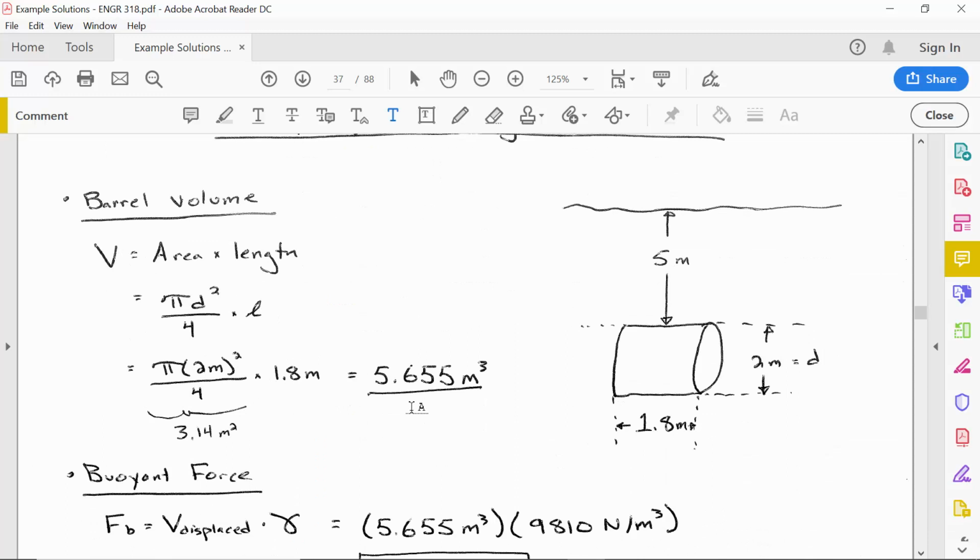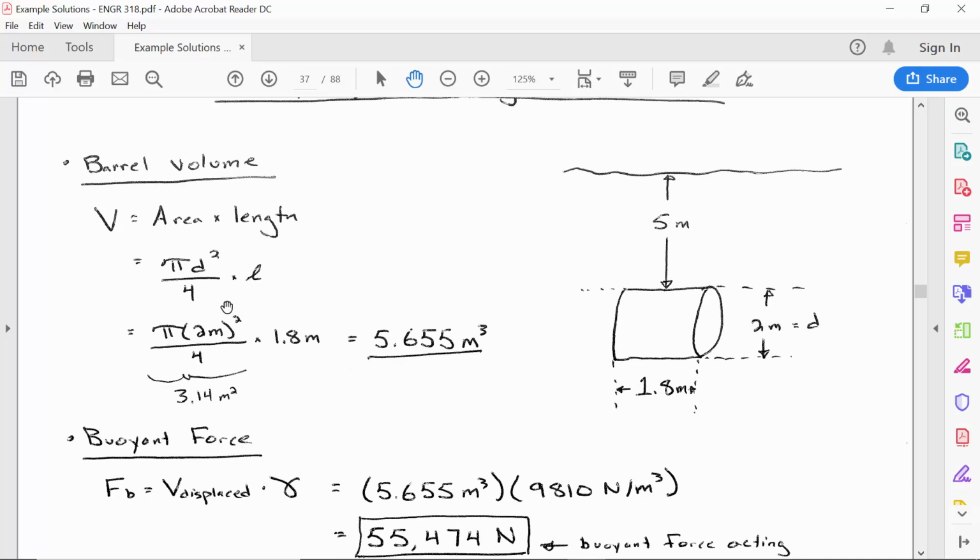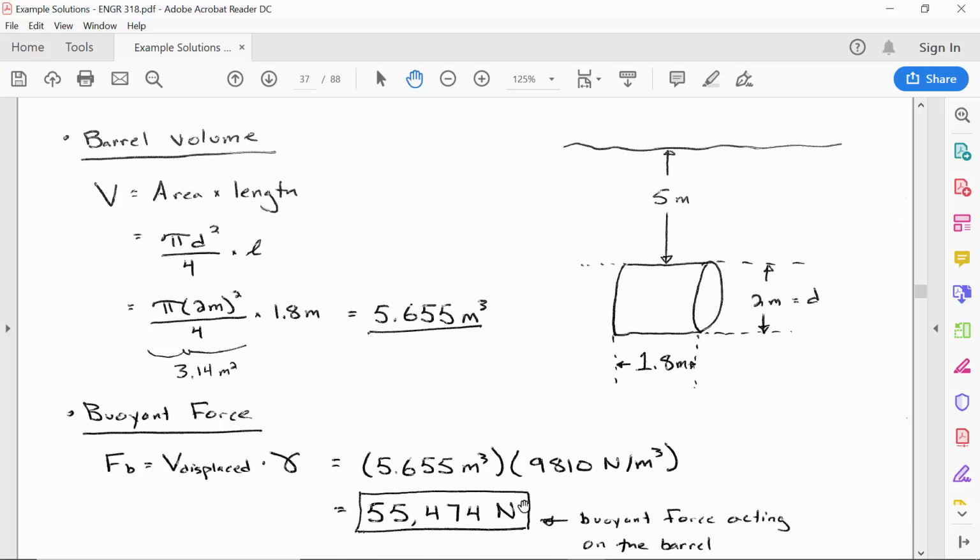Okay, so we know that the buoyant force is dependent on the volume that's submerged, the volume of water that's being pushed out of the way by that barrel. So the volume is going to be the cross-sectional area times the length, the cylindrical volume, and we get the volume of water displaced. And so the buoyant force acting on the barrel is going to be equal to the volume of water displaced multiplied by gamma. Another way that we could calculate the buoyant force would be to look at the weight of the water above the barrel and the pressure forces acting over the area underneath the barrel.